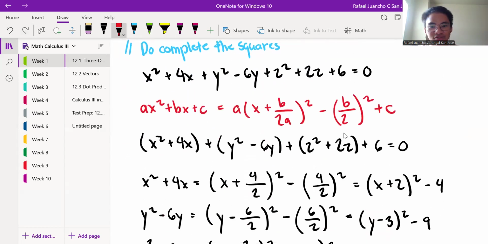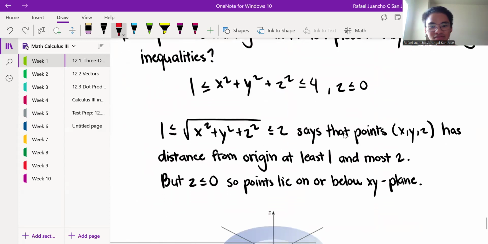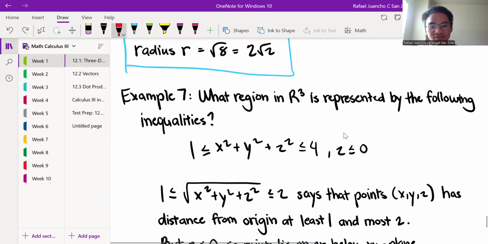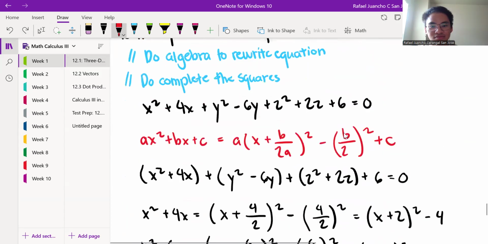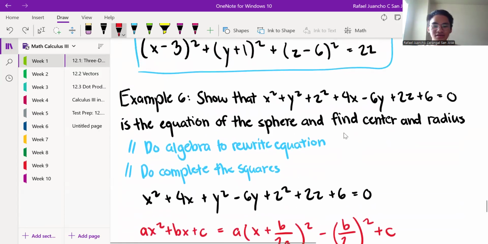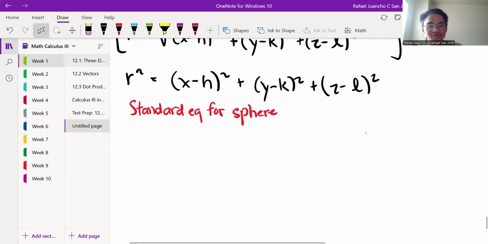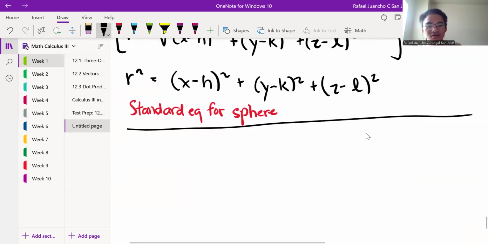Okay, now we try something a bit different. Let's do one last one. Yeah, let's do this one. So example 6, we show that x squared plus y squared plus z squared plus 4x, that entire polynomial, is equal to 0, is the equation of the sphere, and then we find the center and radius, right? Okay, let's try this one. So this is a hard algebra example.